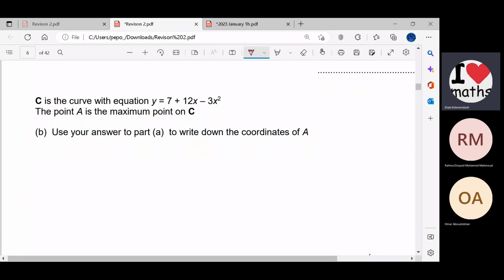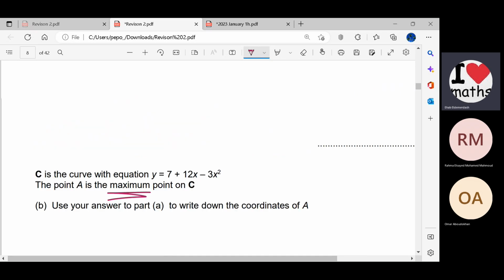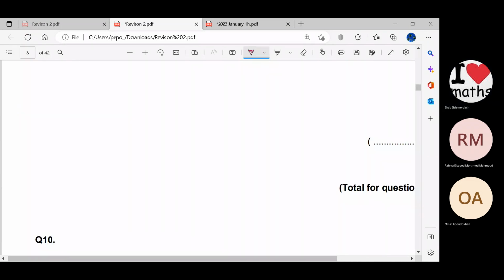C is a curve with this equation. They are asking to write down the coordinate of A, which is the maximum point. If I'm asking you to find the maximum point, whatever comes with the x, what you have to do? What's the vertex here? It will be 2 and 19. Because whatever comes with the x, you have to put it in opposite sign, and you have to take whatever is outside or related to the y.